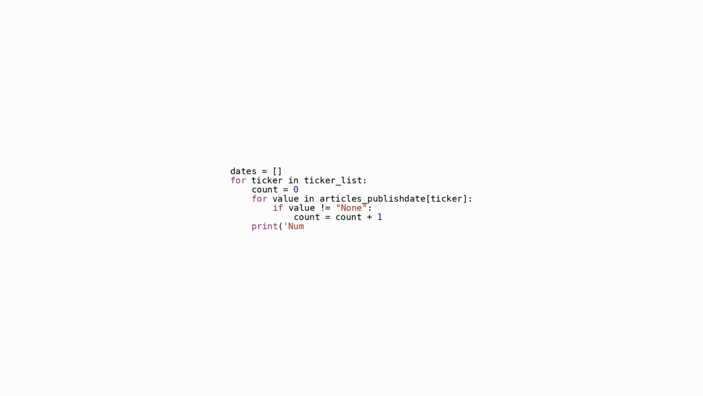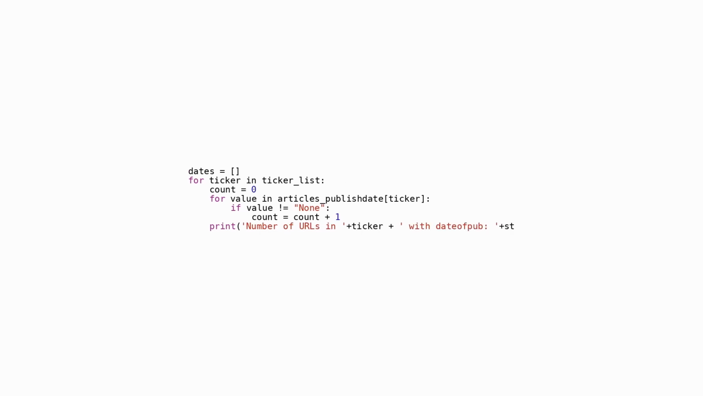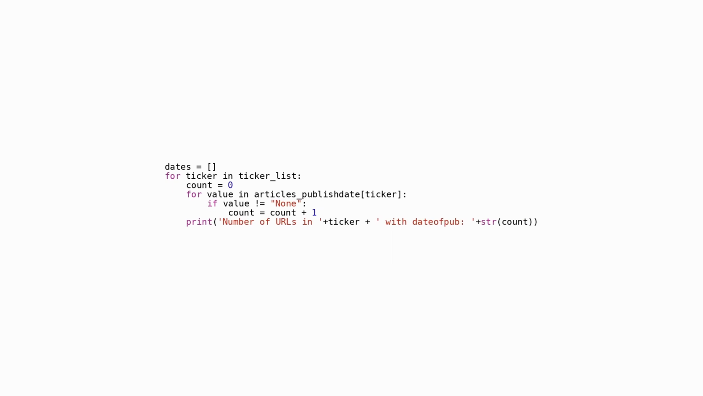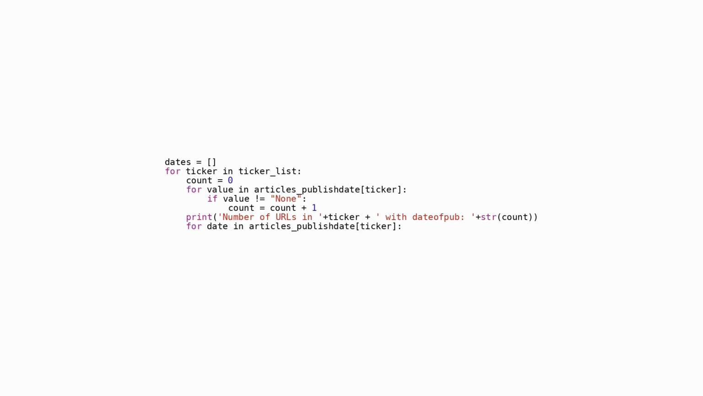The fourth point, in the next step, it loops through a collection of publication dates stored in a dictionary or similar data structure named articles publish date. Moreover, this code checks if the value of each publication date is not equal to none within the nested loop. In the case of an encounter with a valid date, the count variable is incremented by 1. In addition to printing out the ticker along with the number of valid publication dates for each ticker, the code also prints out all of the valid publication dates for each ticker.